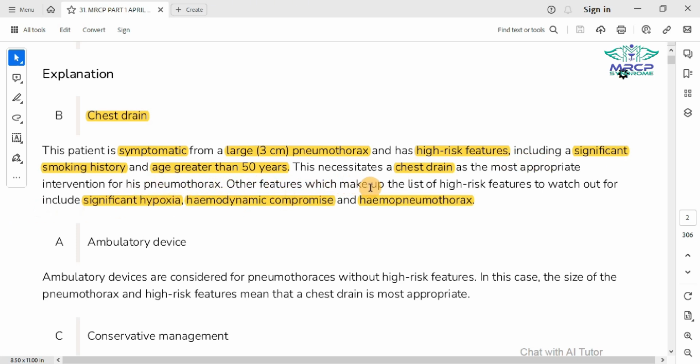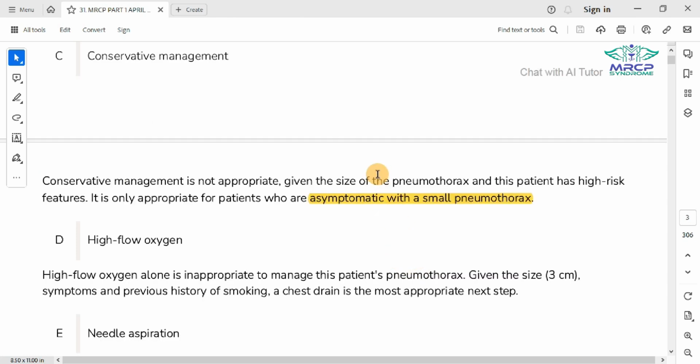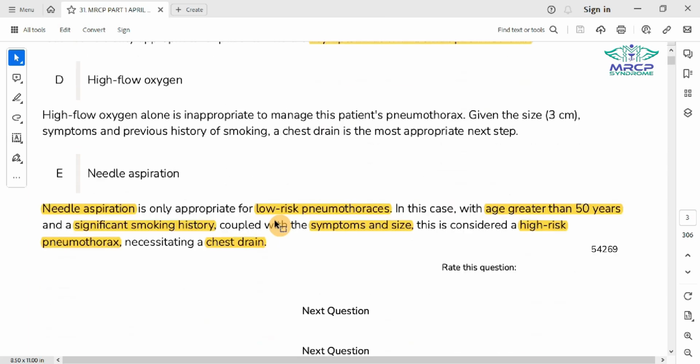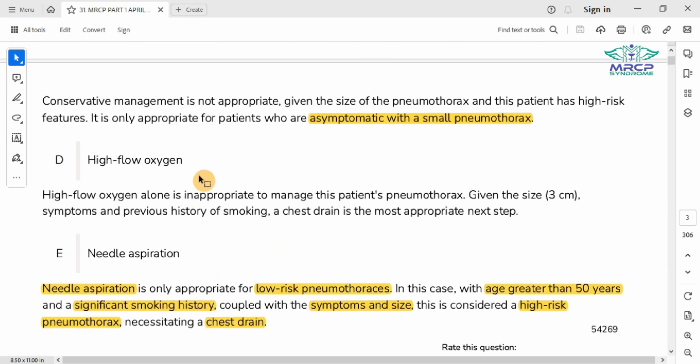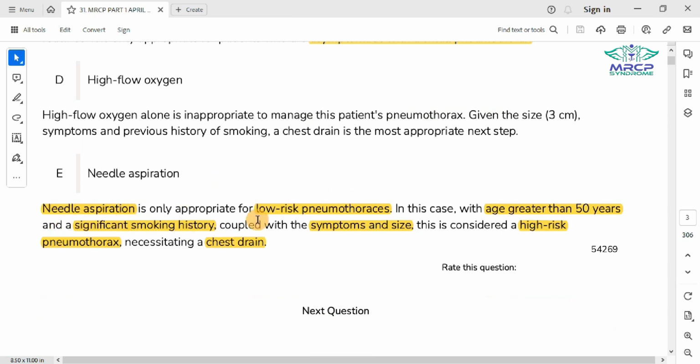Other features make up the list. So conservative management would be applicable for the asymptomatic patient with a small pneumothorax. And high flow oxygen should be given to all patients with pneumothorax. And needle aspiration is only appropriate for low risk pneumothorax. In this case, the age is greater than 50 years and a significant smoking history, coupled with the symptoms and size, is considered a high risk pneumothorax necessitating a chest drain.